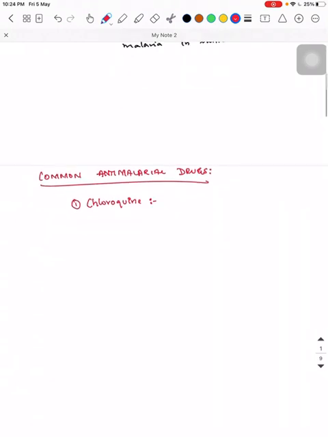I am not going into the details of the life cycle of malaria. Here we will see some common antimalarial drugs and the treatment regimen. So, common antimalarial drugs. The first one here is chloroquine. We will discuss chloroquine here.